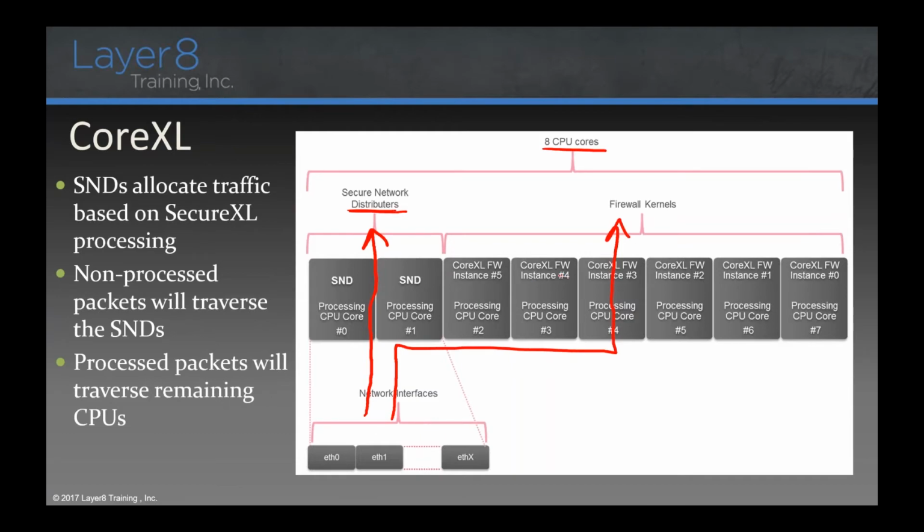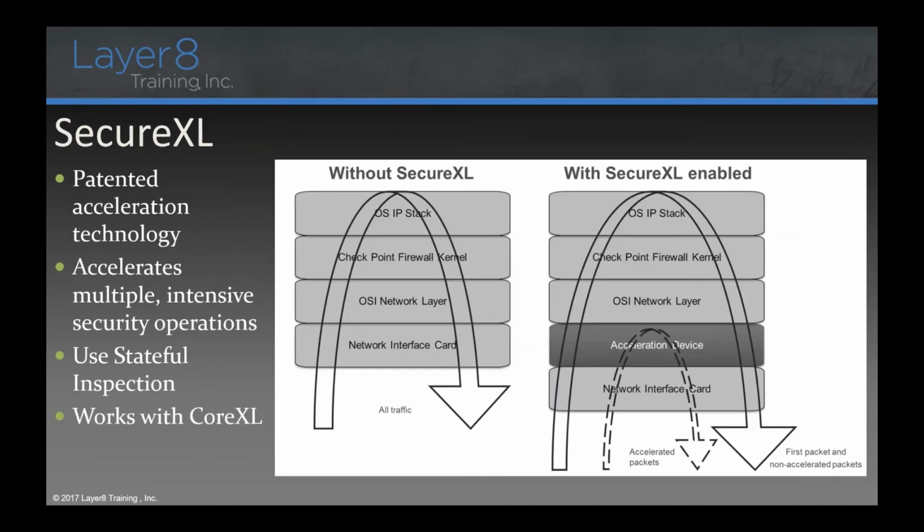Now, the SND and the cores work hand in hand with the Secure XL. This is a checkpoint technology that is going to accelerate the traffic if you have it turned on, which it's turned on by default. With this, the system is going to insert a software layer within the path of the traffic. So between the interface, the OSI network layer, the firewall kernel, the OSI IP stack, we're going to insert a new layer.